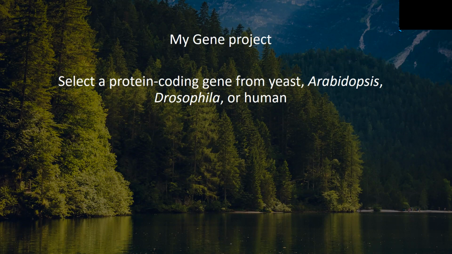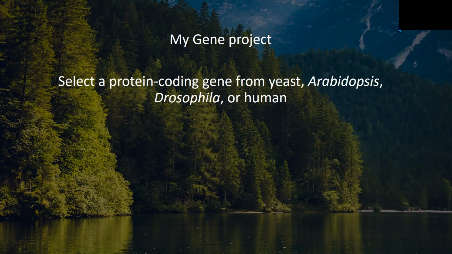I am here to get you started on your My Gene project. And the goal for getting started is for you to look for a protein coding gene from one of the four following organisms: yeast, Arabidopsis, which is a type of flowering plant, Drosophila, which is a fruit fly, or from humans itself.